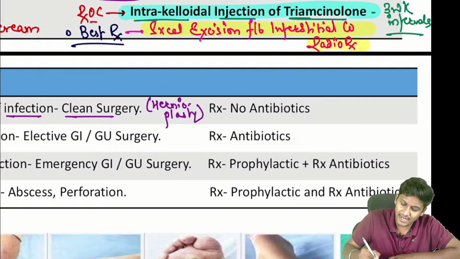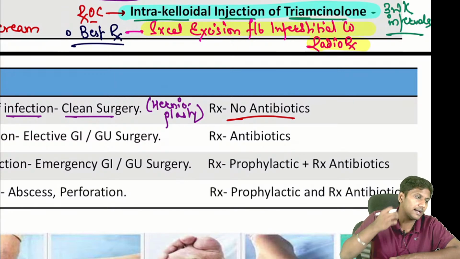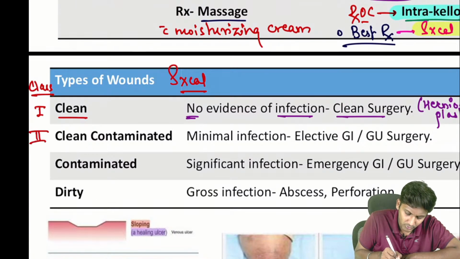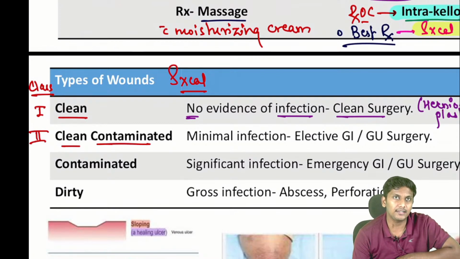So do we require any antibiotics? No, no antibiotics are required, because if there is no risk of infection, no antibiotics should be given for a class 1 or a clean variety of wound. Class 2 wound which is there, bache, class 2 wound is known as a clean contaminated wound.